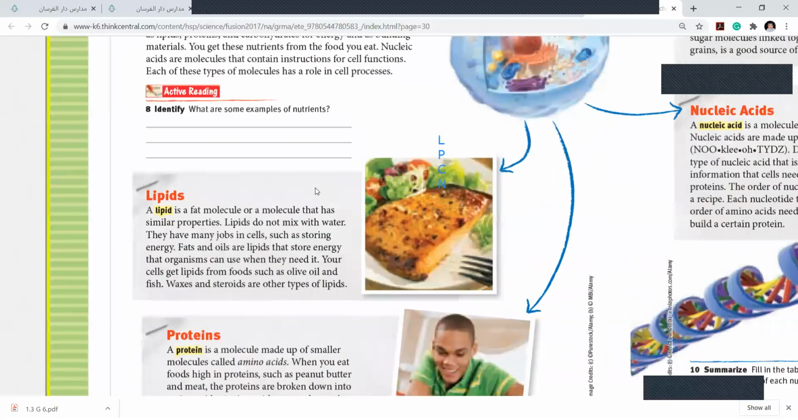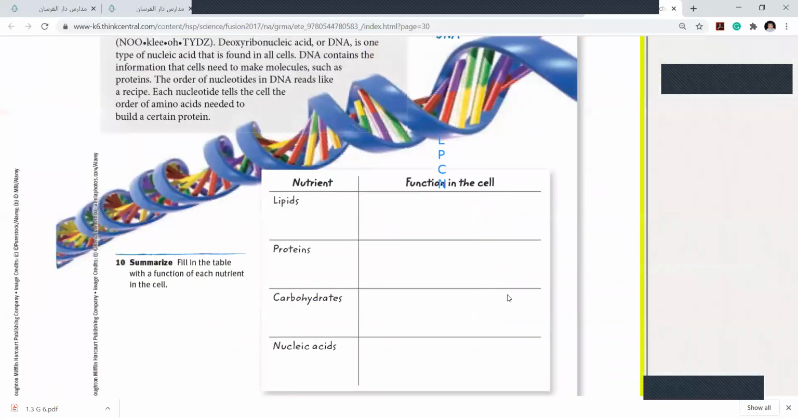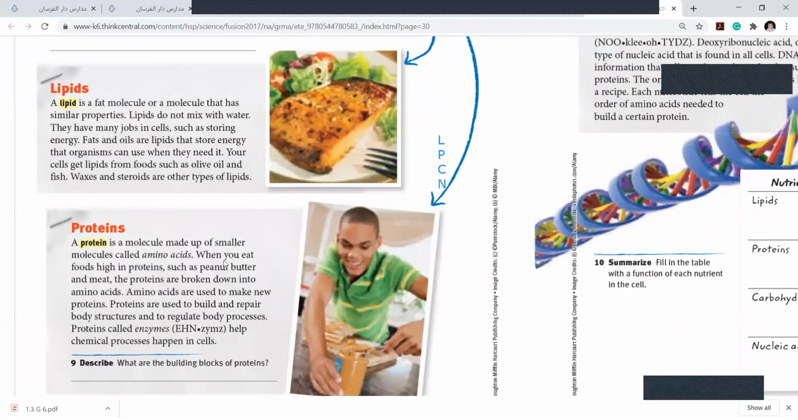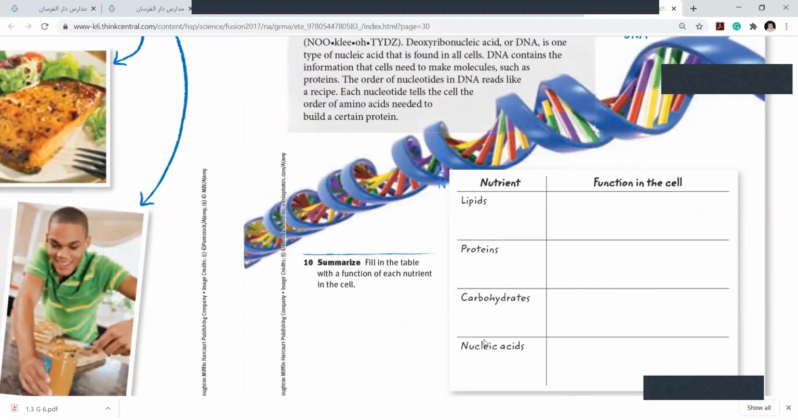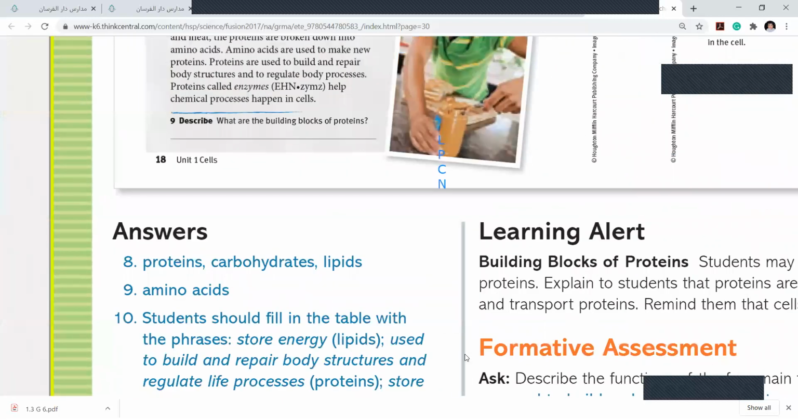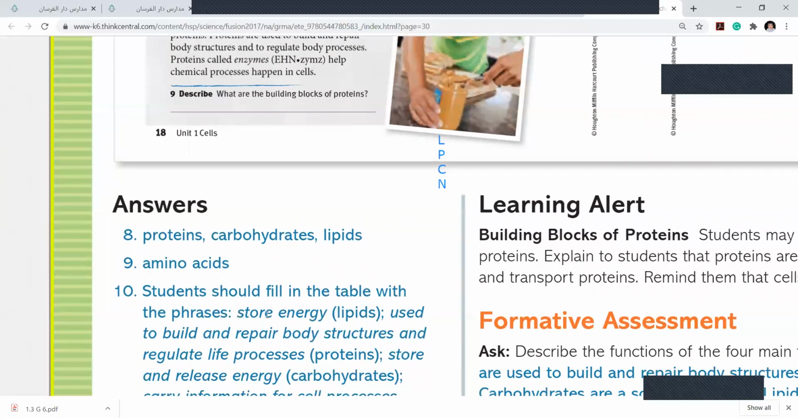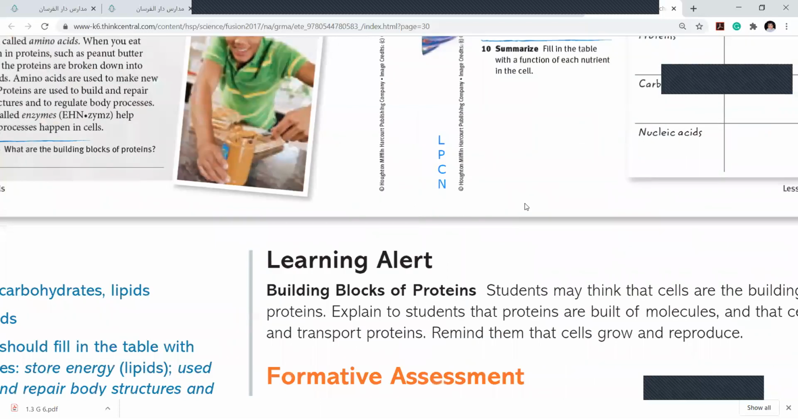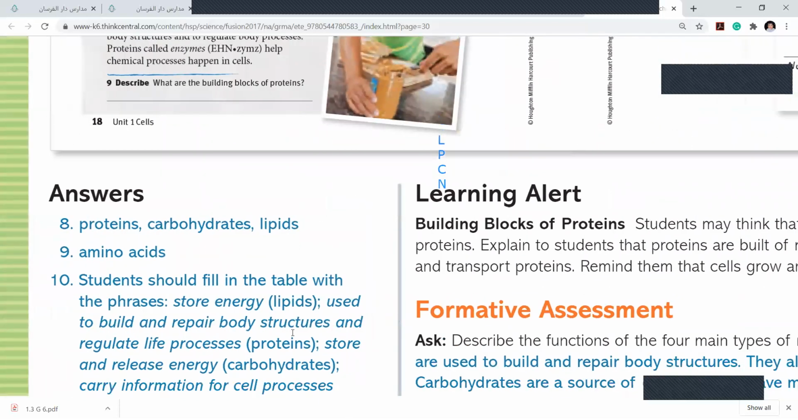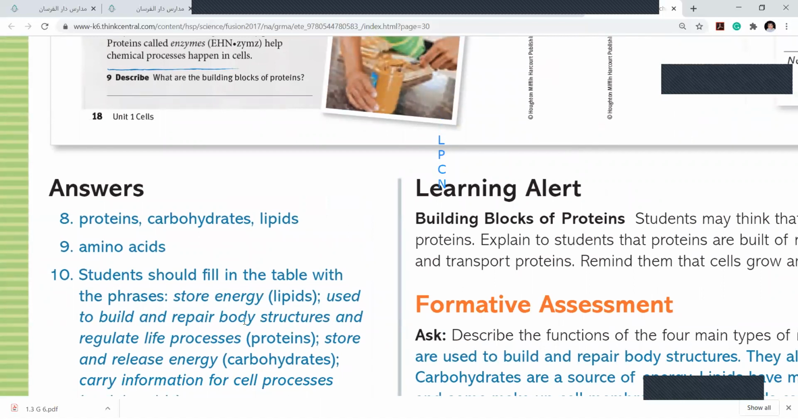Now, the next is, girls, this box is very important to know the functions. First, I will explain this box and then we can go deep inside, okay? Let us come first to the lipids. You know the names now: LPCN, lipids, proteins, carbohydrates, and nucleic acid. What is the function of lipids? They store energy. Second, what does protein do? They build and repair body structures.